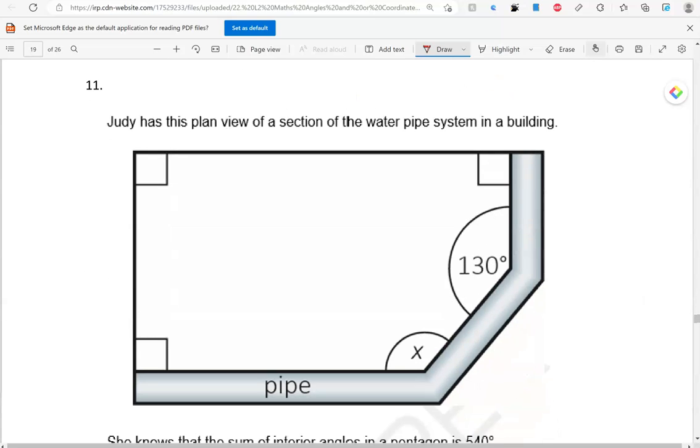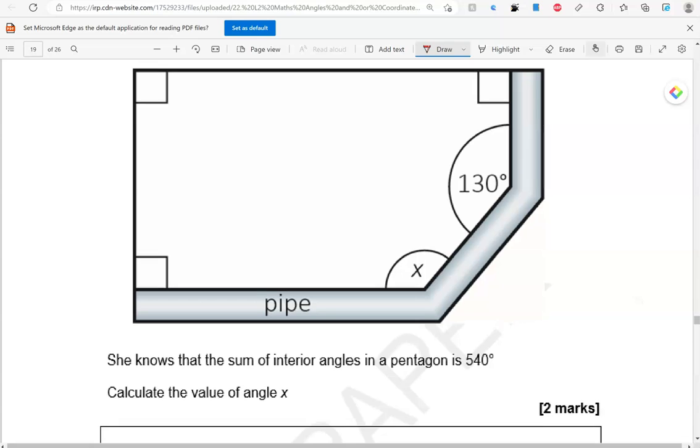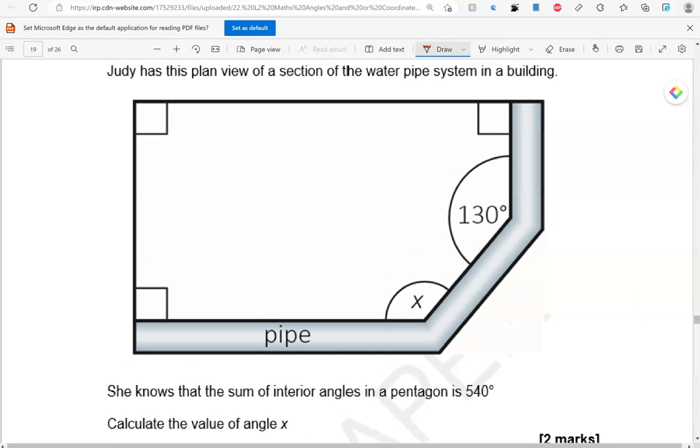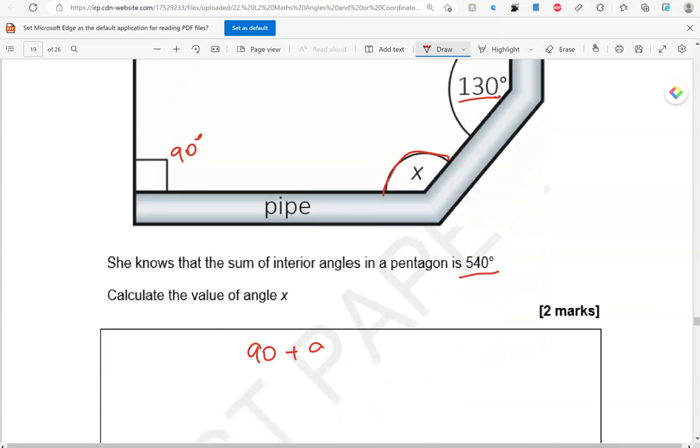Judy has this plan view of a section of the water pipe system in a building. She knows that the sum of interior angles in a pentagon is 540 degrees. Calculate the value of angle X. So we know this is 90 degrees, this is 90 degrees, and this is 90 degrees. So 3 right angles. We've got 130 here as well. So if we add 130, 90, 90 and 90, and then take away the total from 540, should give us angle X. So this is what we're going to do.